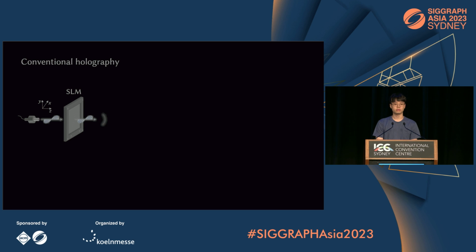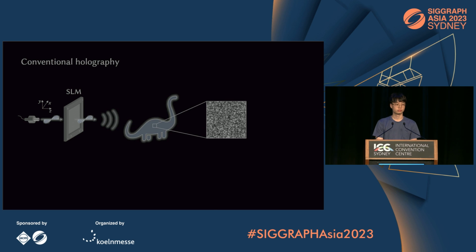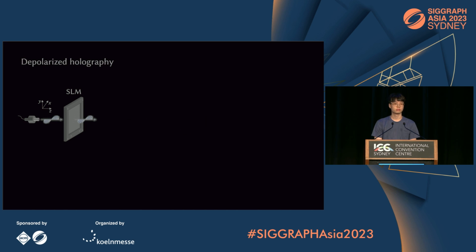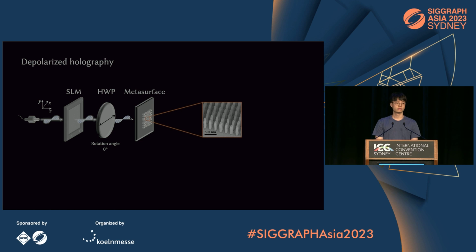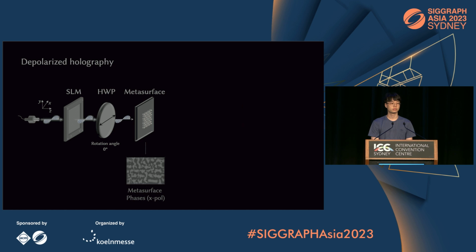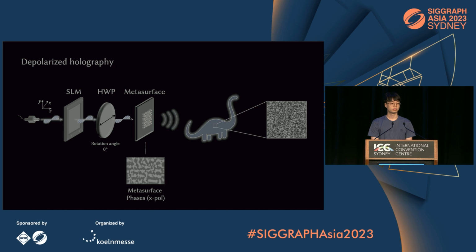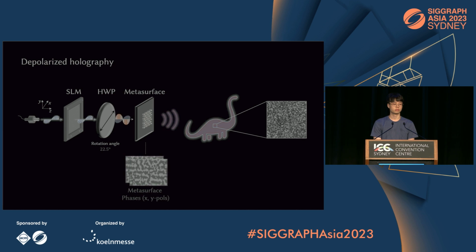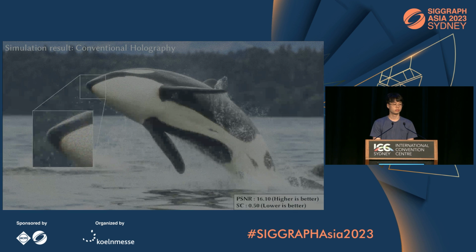Conventional holography using a single SLM still suffers from speckle noise. To reduce the speckle, we leverage the polarization channel by integrating a half-wave plate and a metasurface. This array of nanostructures allows uncorrelated phase modulation in orthogonal polarization states. Therefore, the reconstructed image shows different speckle patterns depending on the polarization states, and these can be incoherently summed to reduce speckle noise. A regionally optimized metasurface demonstrates improved image quality and reduced speckle noise.